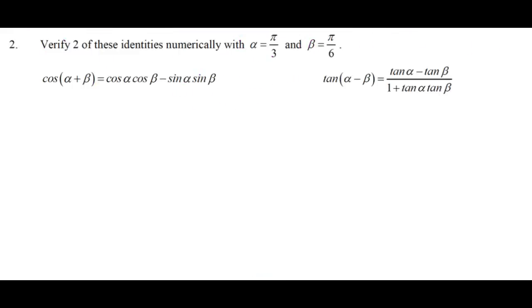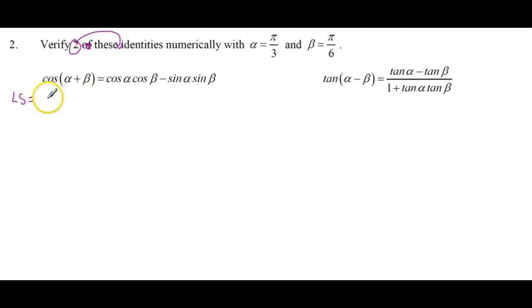Verify two of these identities numerically with alpha is pi over 3 and beta is pi over 6. How about we verify these two identities numerically? That would seem to make sense to me. All right, so same deal. We've got the left-hand side. When you're verifying identities, remember, you keep stuff separate. There's no crossover here. I can't say, oh, let's divide both sides by something, no, okay?